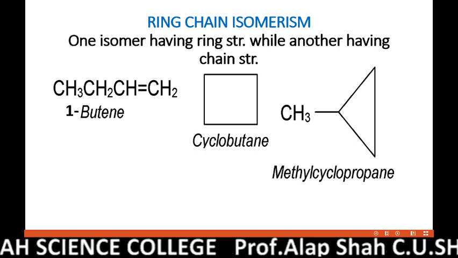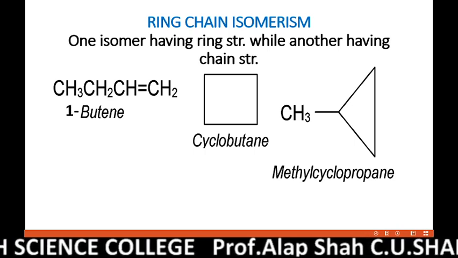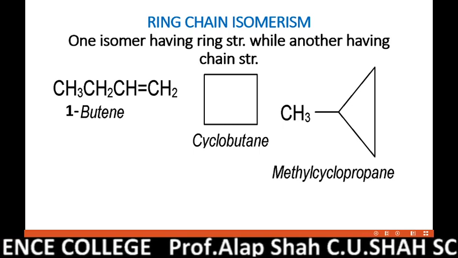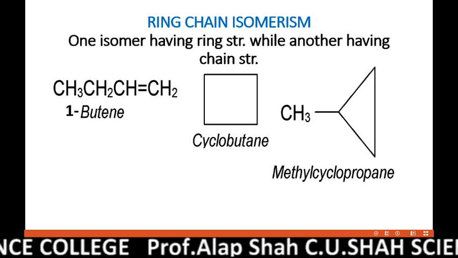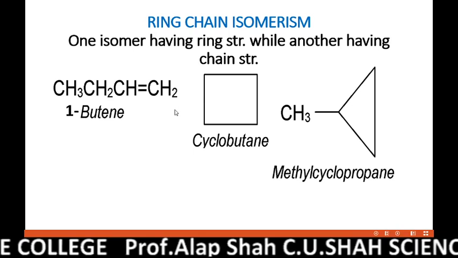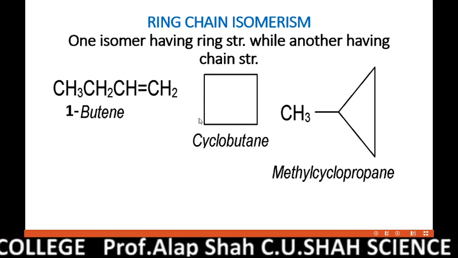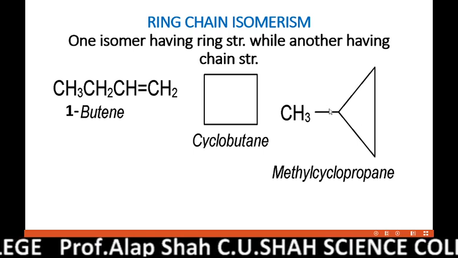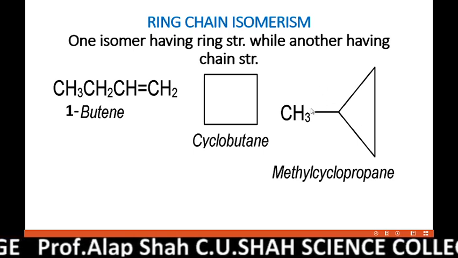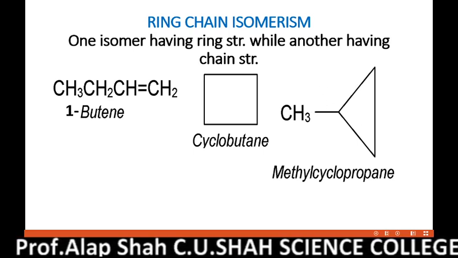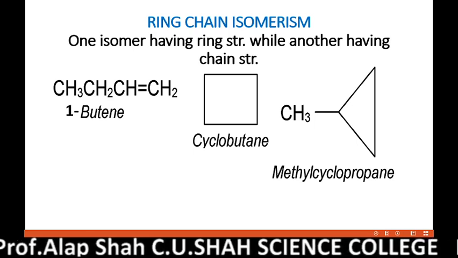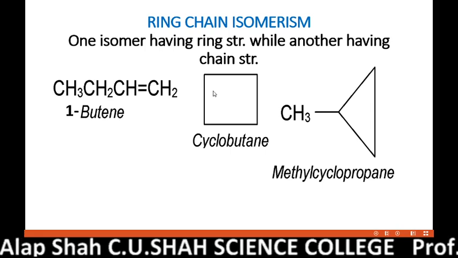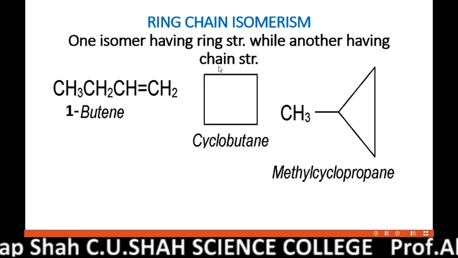And finally, ring chain isomerism, where one isomer is in the chain form and another is in the ring form. All three are isomers of C4H8: 1-butene, cyclobutane, and methyl cyclopropane. All have the same molecular formula C4H8, but one is in the chain form and the other isomers have the structure in the ring form. That's why they are called ring chain isomers.